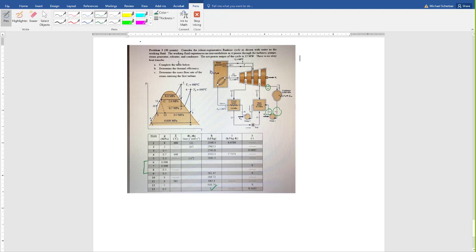So we can sort of go in order here, right? What do we know about... Do we know anything about state 6? So we know the pressure.